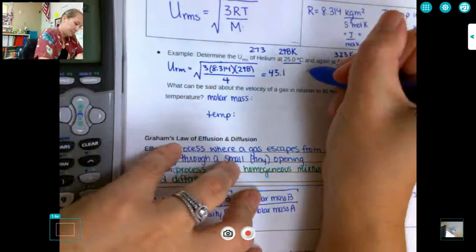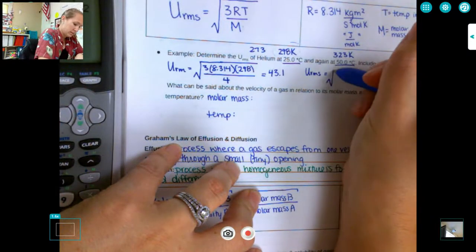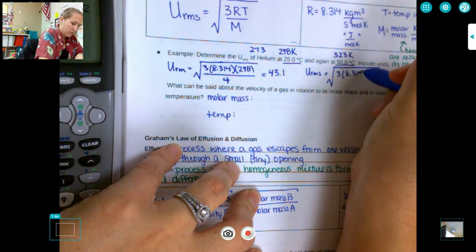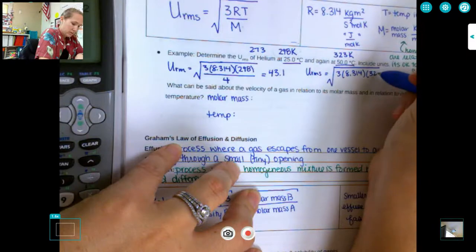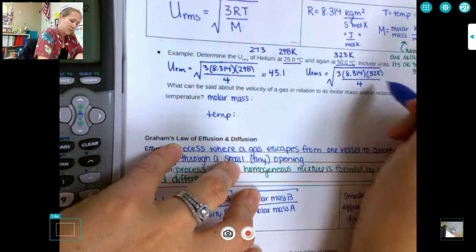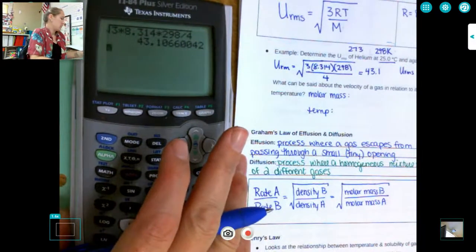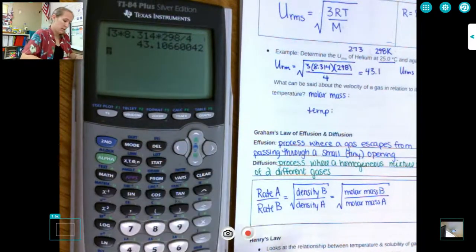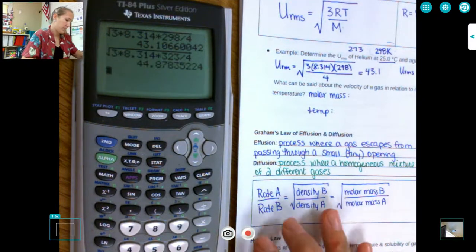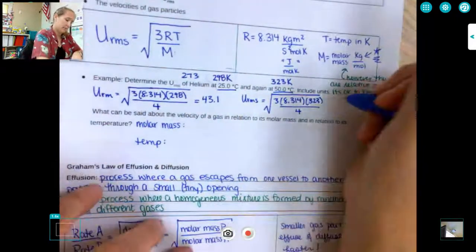My other one, 50 degrees Celsius: 8.314, 323, 4. So the only thing that changes is my temperature. I'm going to be lazy and just re-enter it and then change this to 323. And it goes up to 44.9.